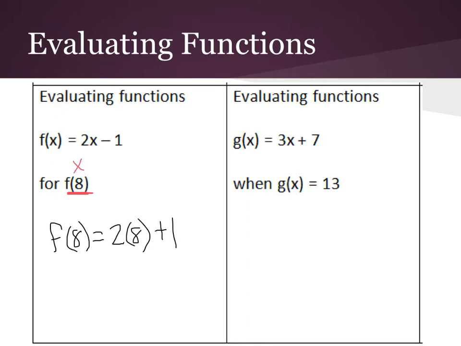2 times 8 plus 1. So the function at 8 would be 2 times 8 plus 1. 2 times 8 is 16. 16 plus 1 is 17. So our function at 8 would be equal to 17. The domain here would be the 8 for x that we plugged in, and the range value is 17. It's what our equation is equal to when we've plugged in our number.